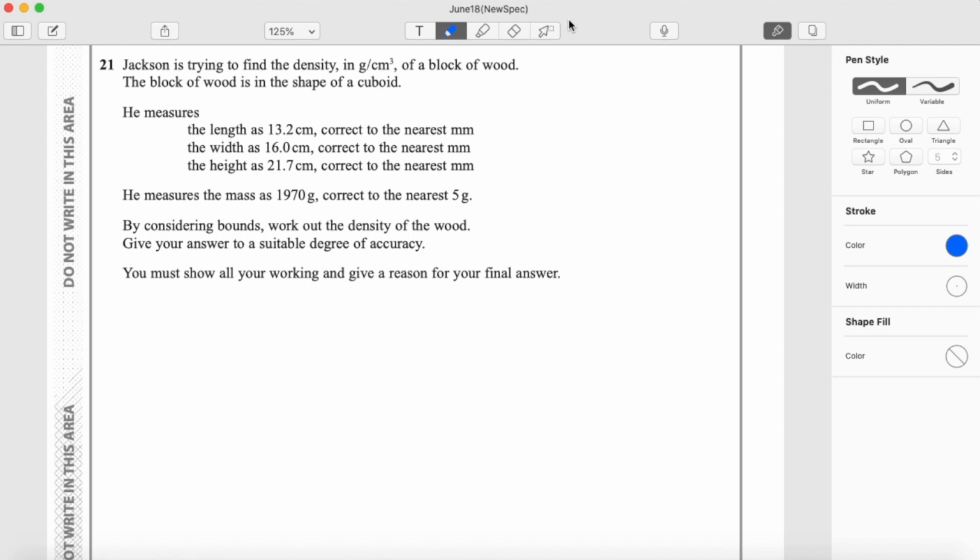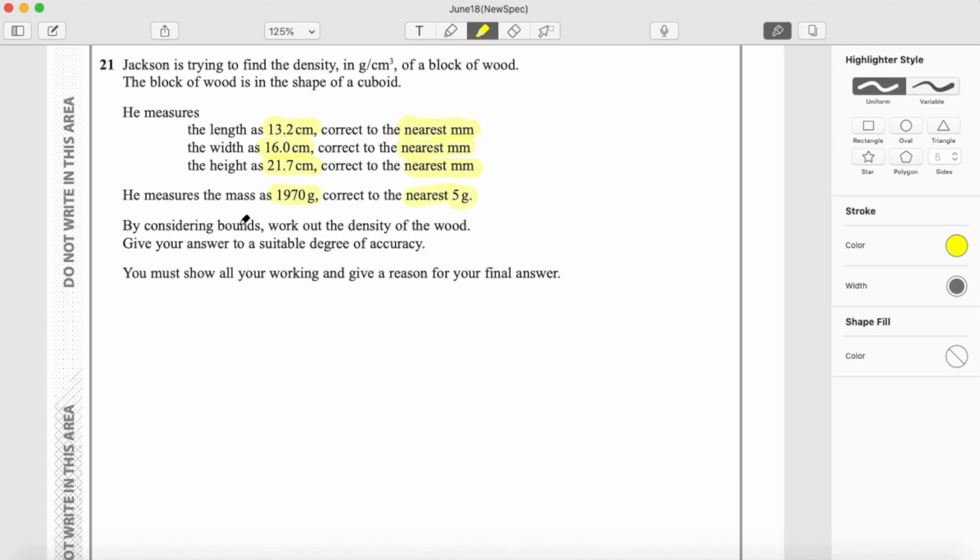Jackson is trying to find the density in grams per centimetre cubed of a block of wood. The block of wood is in the shape of a cuboid. He measures the length as 13.2 centimetres, correct to the nearest millimetre, the width as 16 centimetres, correct to the nearest millimetre, and the height as 21.7 centimetres, correct to the nearest millimetre once again. He measures the mass as 1970 grams, correct to the nearest 5 grams.